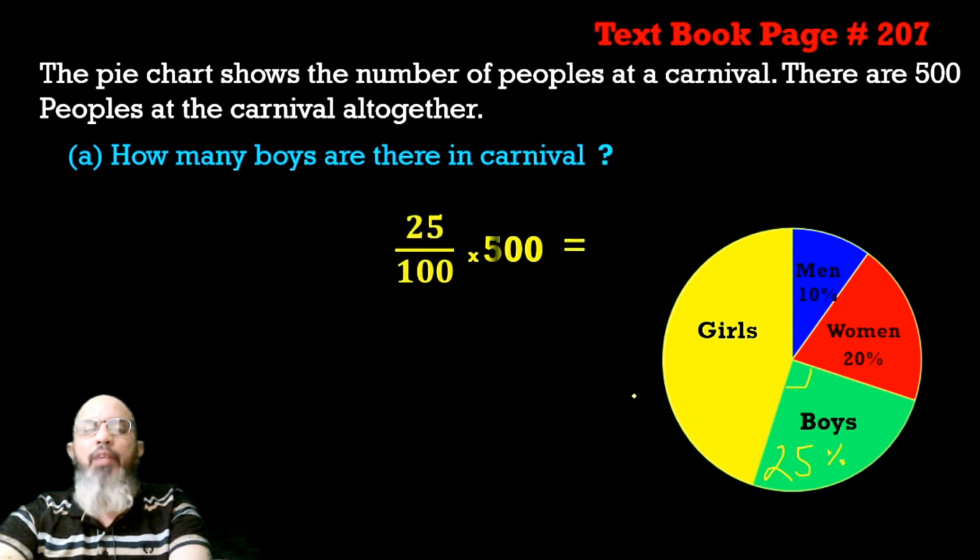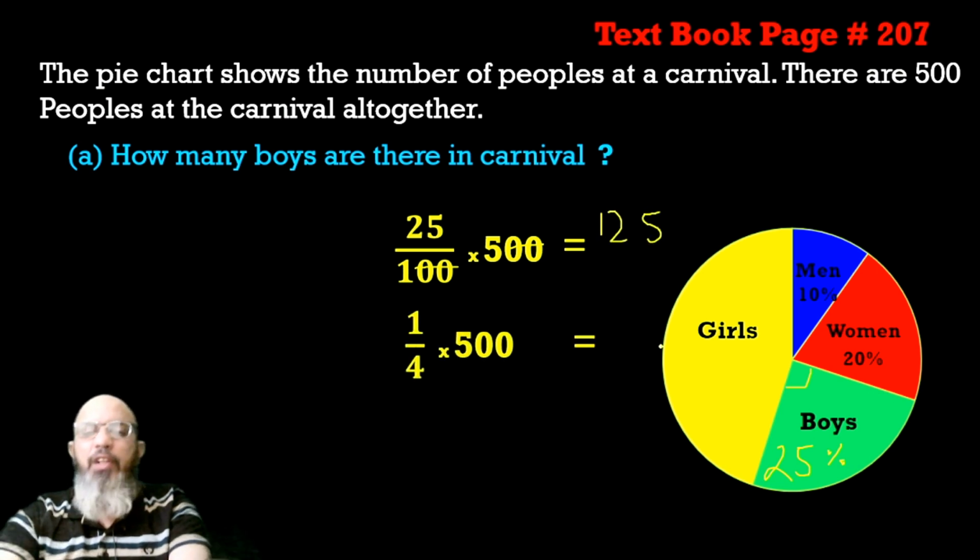So you have two ways to solve it. In the percentage way, you will solve 25 over 100 multiplied by 500. These two cut with each other, and we will get our answer, that is 125. The other way you can solve it is by the fraction form, that is the 1/4 part. Boys are 1/4. So 1/4 multiplied by the total. Again when we cut it at the table of 4, we will get the same answer, right?